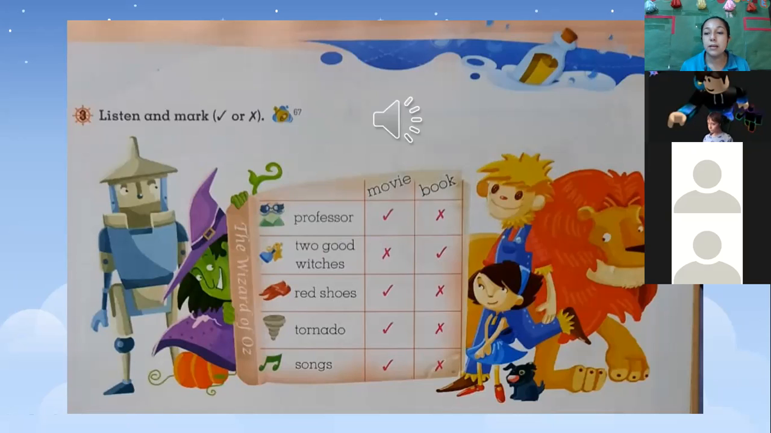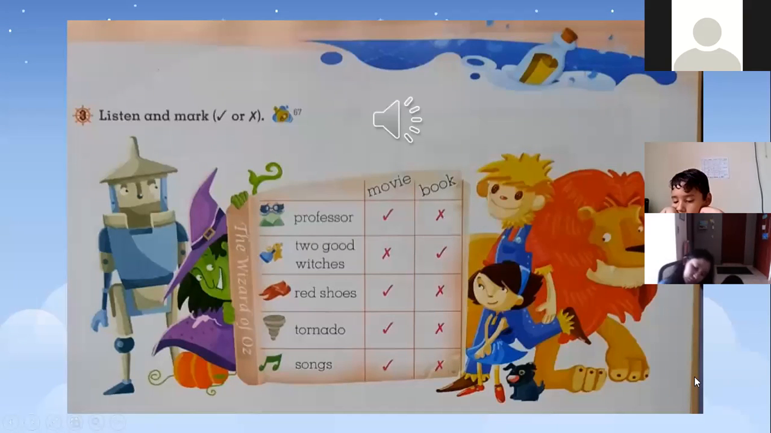There wasn't a tornado in the book. Okay, tengo un micrófono activado, pero yo no lo puedo apagar. No me da la opción. Así que, por favor, debe de hacerlo usted solito.